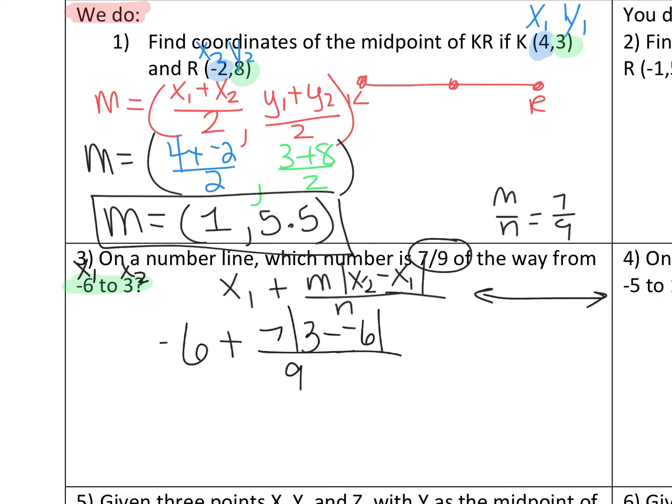You may put this in the calculator just the way it is, or negative 6 plus 7. 3 minus negative 6 is 3 plus 6, it's 9. And remember that the absolute value just means that whatever number you get there, you're going to turn it into a positive number. Okay? Now when we type that in our calculator, we get that 7/9 of the value ends up being at 1. Okay?